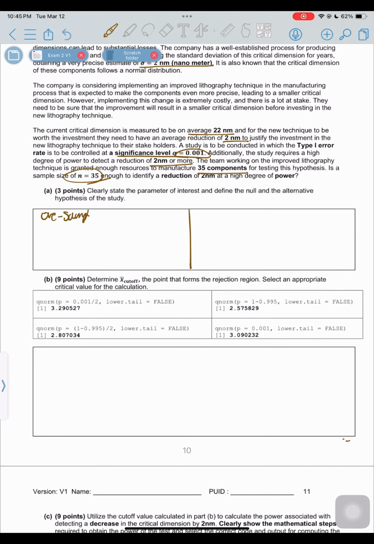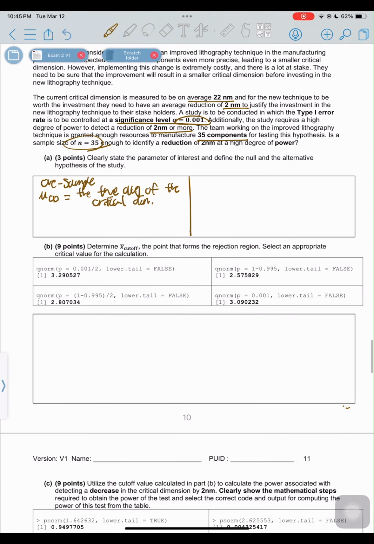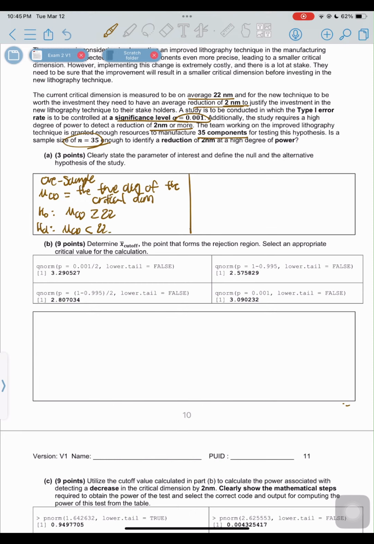So 1 sample would be using the parameter like U of CD or something, and then have that as the true average of the critical dimension. And then we can have H naught as U of CD is greater or equal to 22. And then since we're interested in the reduction, we're going to do U of CD is less than 22 for the alternative. And if you do 2 sample, so the parameter would be U of D.